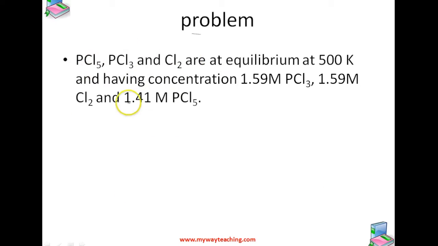Next, consider the problem. PCl5, PCl3 and Cl2 are at equilibrium at 500 Kelvin, with concentrations of 1.59 mole PCl3, 1.59 Cl2 and 1.41 mole PCl5. Calculate Kc for the reaction. Kc is nothing but the equilibrium constant.